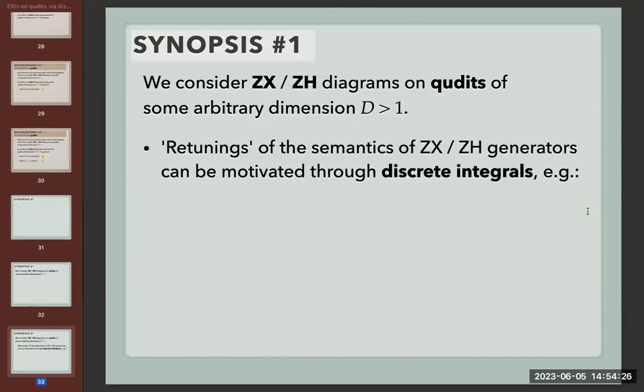We try to come up with retunings of the semantics for the ZX and ZH generators, which can be motivated specifically through discrete integrals, a concept that we came across in other work that actually allows us to simplify the presentation of the generators.